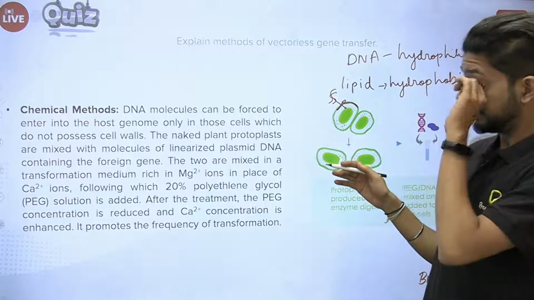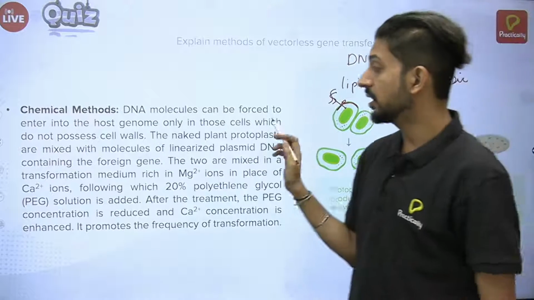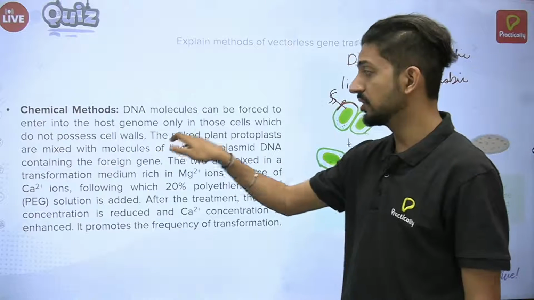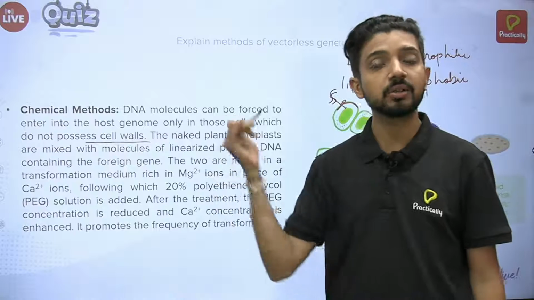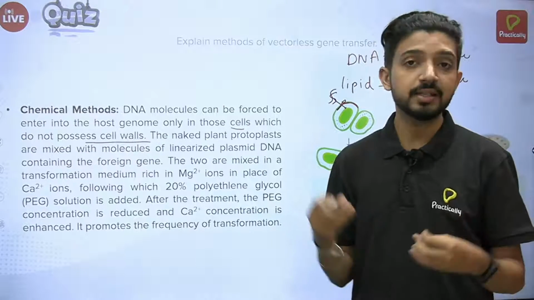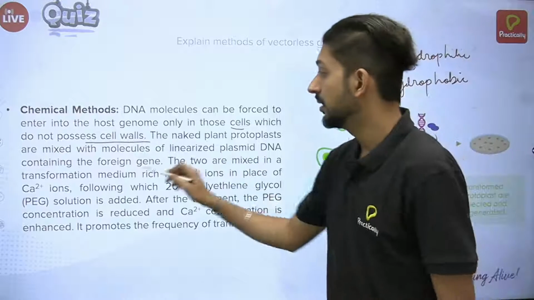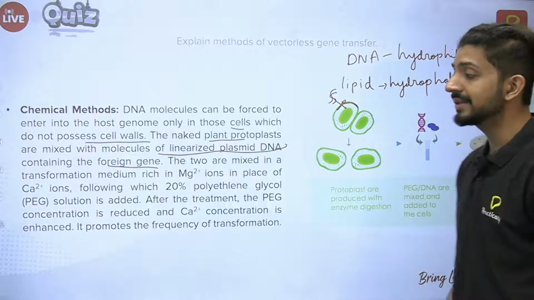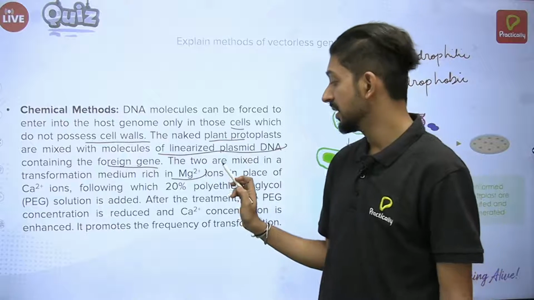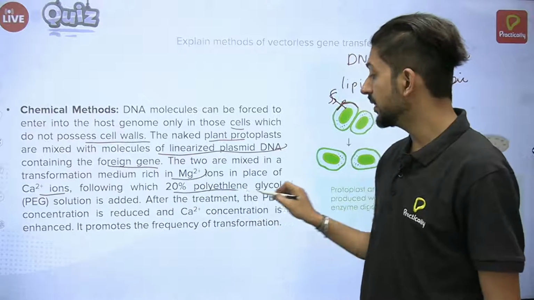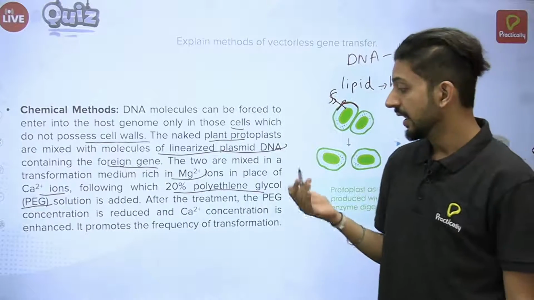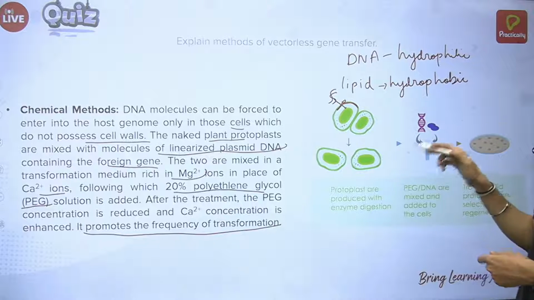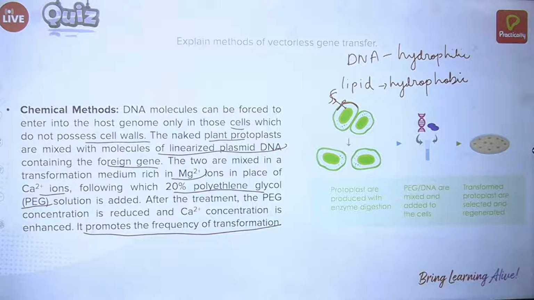The first method out of that is the chemical method. DNA molecules can be forced to enter the host genome only in those cells which do not possess a cell wall. In that case you can directly put it in, but if it has a cell wall around it, obviously it's not that easy to transfer DNA. In such a case, the naked plant protoplasts are mixed with molecules of linearized plasmid DNA containing the foreign gene. Then these two are mixed in a medium rich in magnesium ions, Mg2+, in place of calcium ions, following which 20% polyethylene glycol, PEG, is added. This treatment promotes the frequency of transformation. So this is how you do the chemical method for vectorless gene transfer.